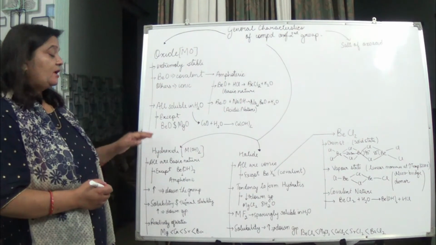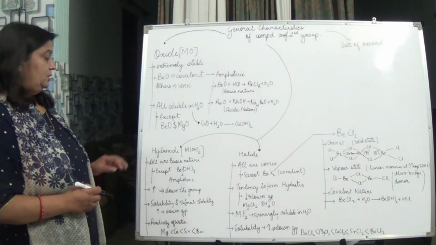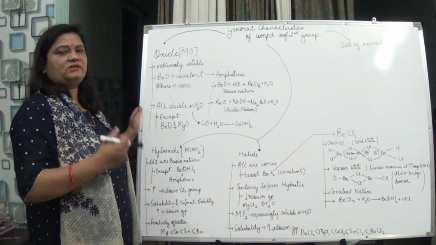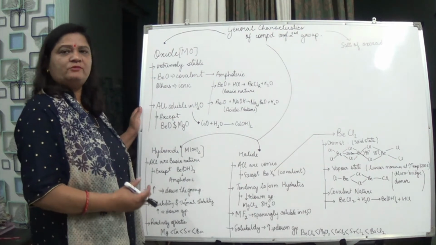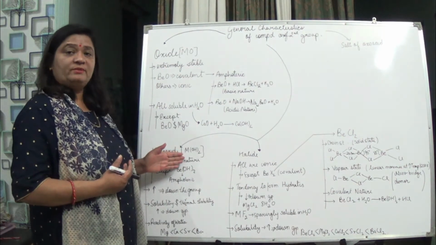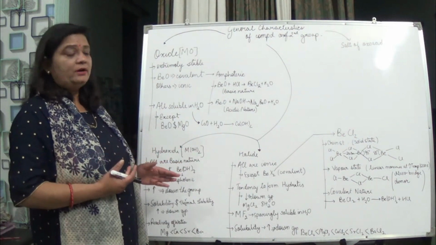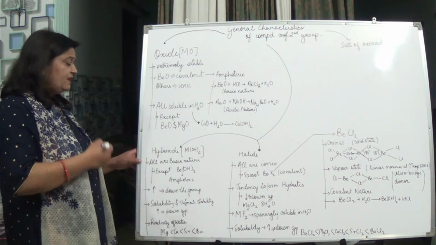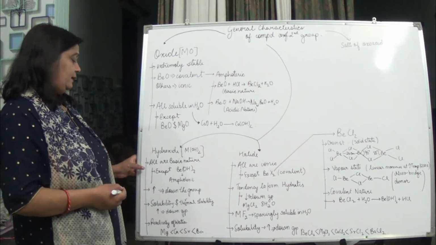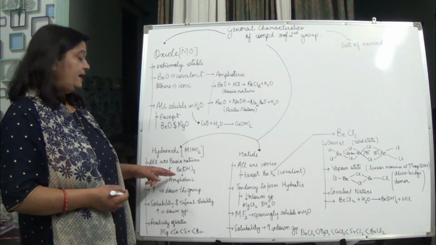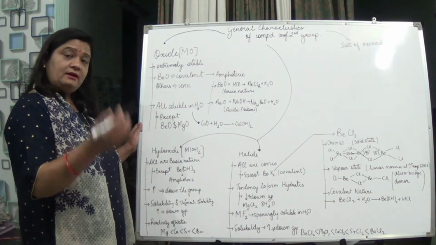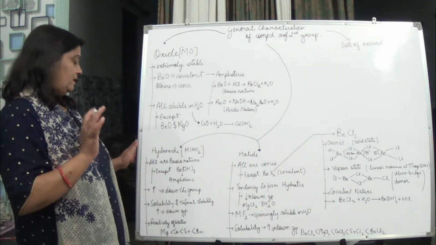Now, coming to the hydroxides. The general formula for alkaline earth metals is M(OH)2, for example calcium hydroxide, Ca(OH)2, and magnesium hydroxide, Mg(OH)2. The hydroxides are basic in nature, as you all know, except beryllium hydroxide. Again, this is amphoteric in nature because it can react with acid as well as base to form salt and water.